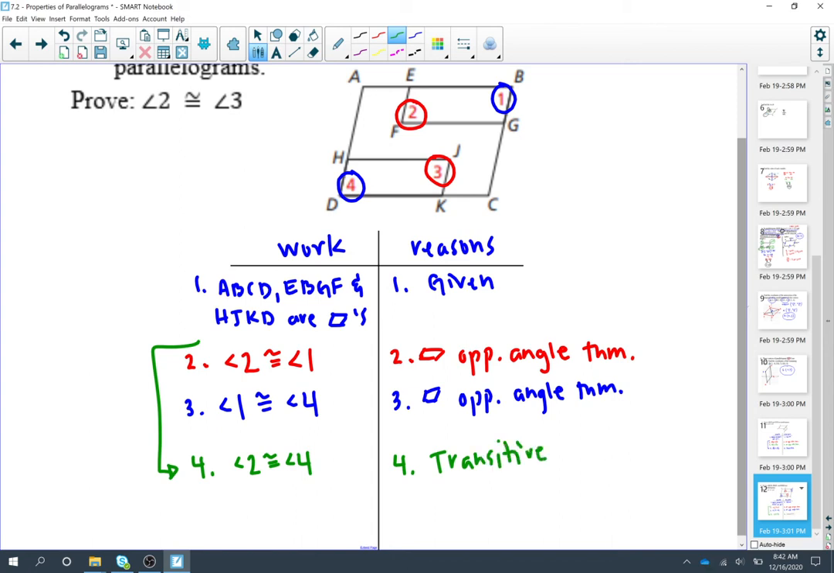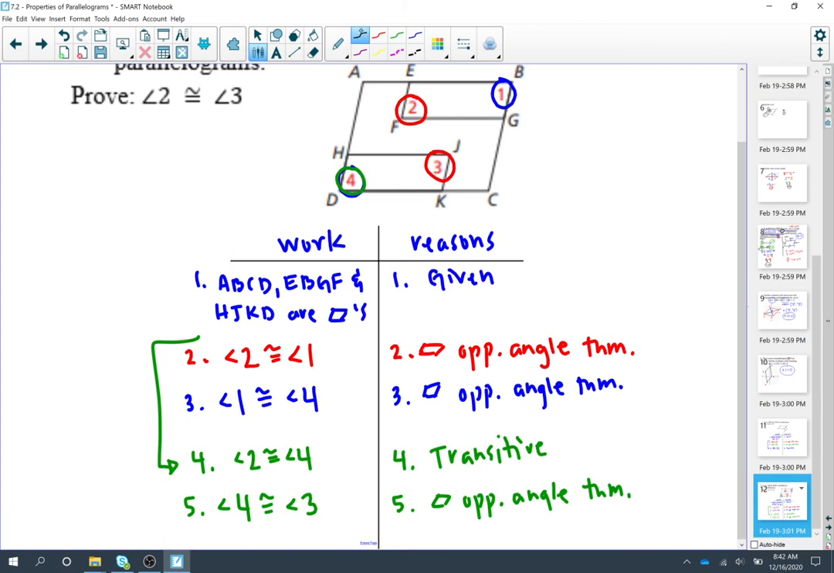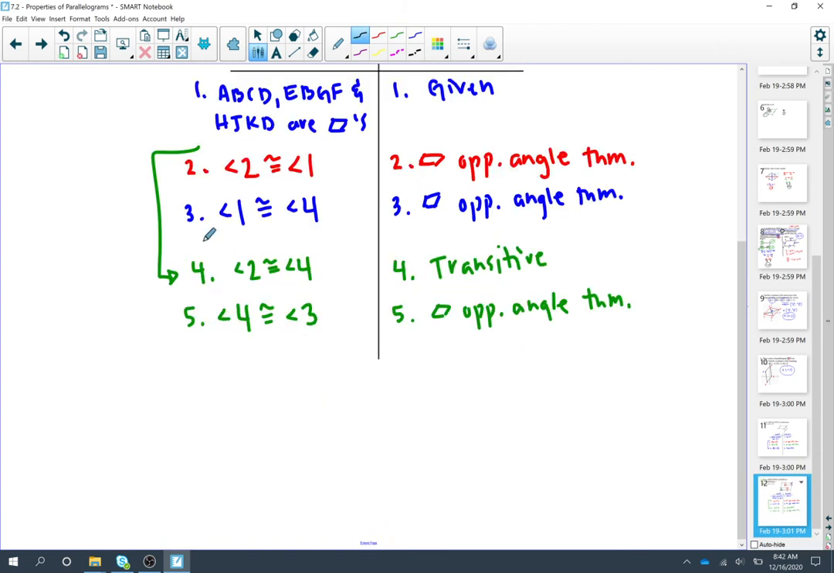Now, I'm sitting here at angle 4, and the only guy I haven't touched yet is angle 3. So step 5, angle 4 is congruent to angle 3. And once again, I can say that because of the parallelogram opposite angle theorem that states that opposite angles are congruent. And then once again, I'm going to take my two statements and connect them.